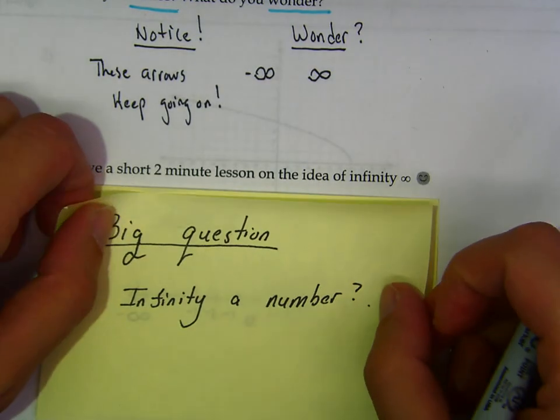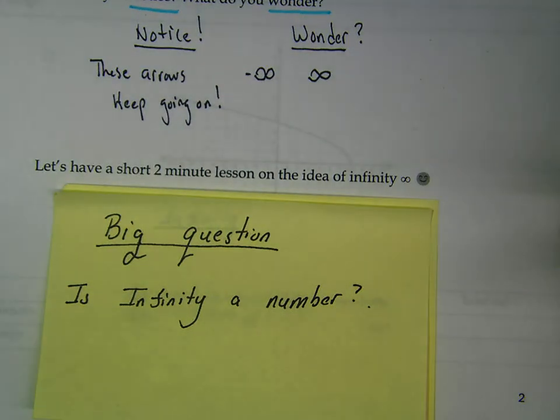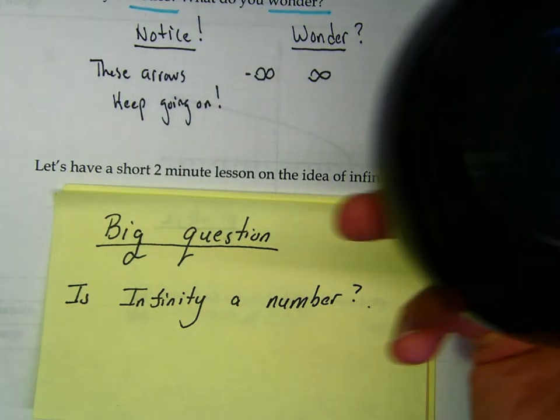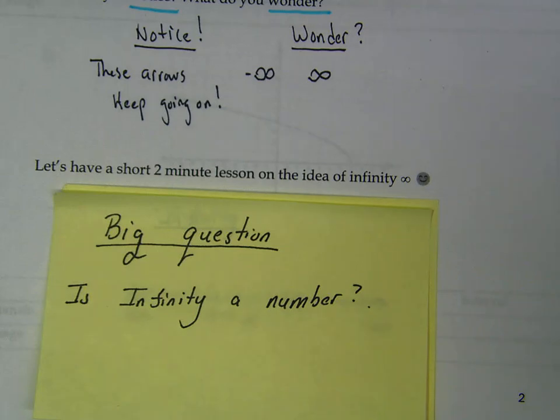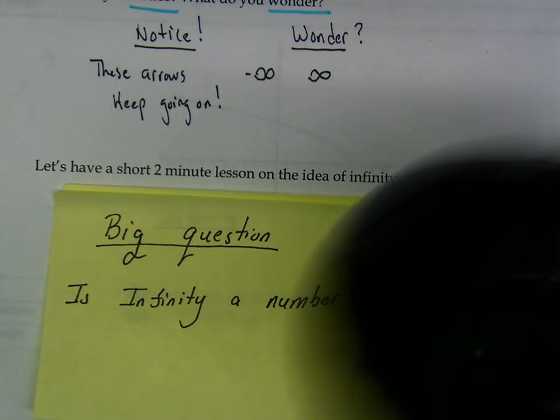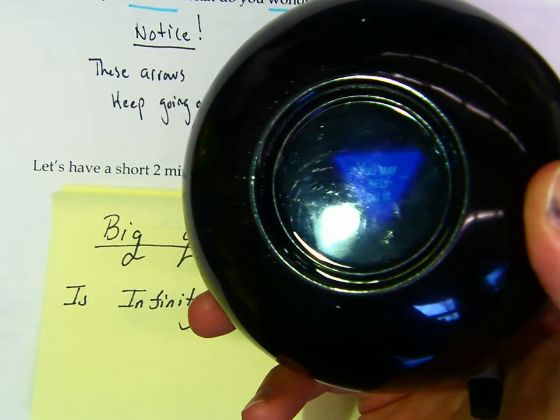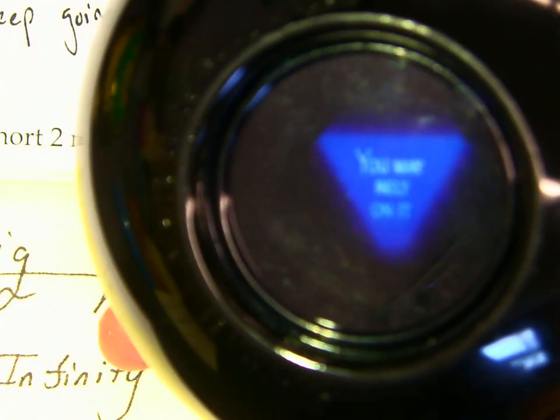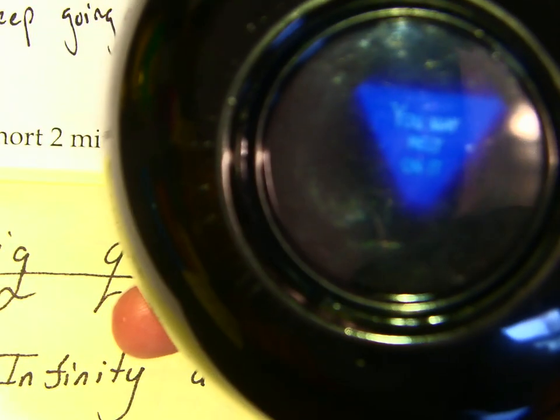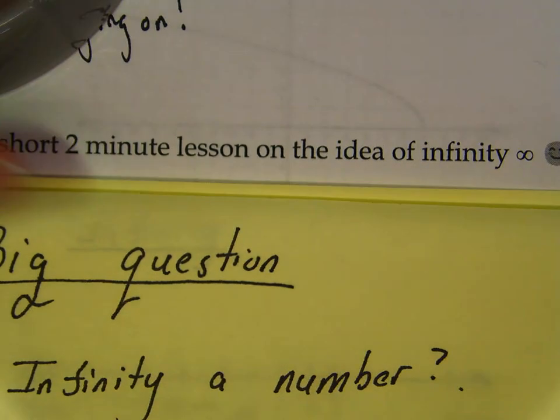And the very, very big question that I wonder, Magic 8 Ball, will they get this question right? Is infinity a number? Let's see. What is infinity? Does the Magic 8 Ball know? Is infinity a number? It says you may rely on it. And this is absolutely wrong, Magic 8 Ball. You are absolutely wrong.